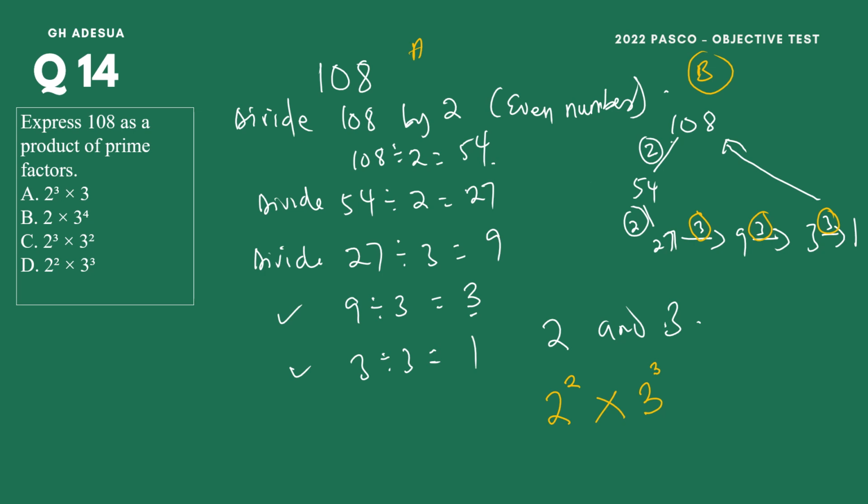Same as this, we see 2 dividing 108, and dividing 54. Then they couldn't do any more until we had 3 dividing 27, 3 dividing 9, and 3 dividing 3 until we had 1. So the same, 2 raised to the power 2 times 3 raised to the power 3. That's our final answer. They are the same, so either this or that. So we look in there and we see our option D as our answer.